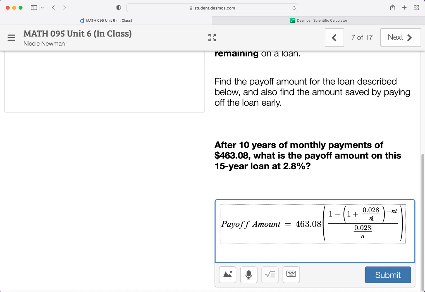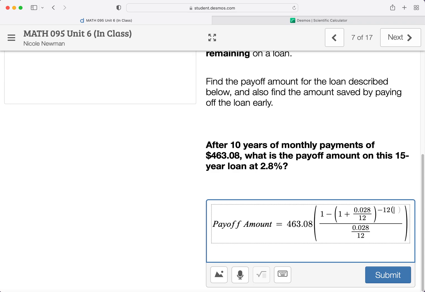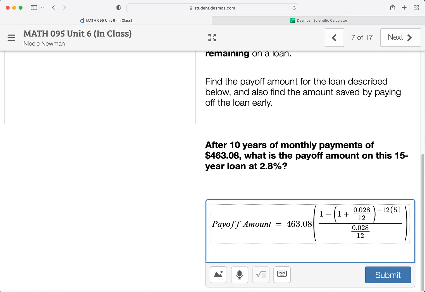0.028 in 2 spots. We are making monthly payments still, so the n is 12. And then the timing, we want the number of years that are left over on the loan. Well, it was a 15-year loan, and 10 years went by, so 15 minus 10 will give us 5 years that are left. So this is the thing we would need to compute.